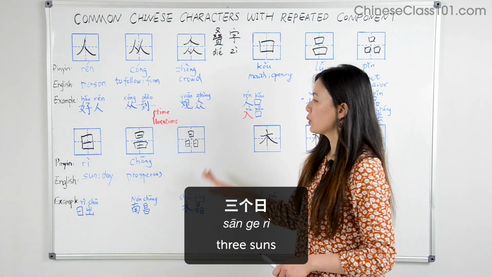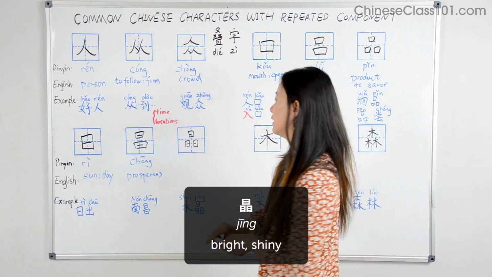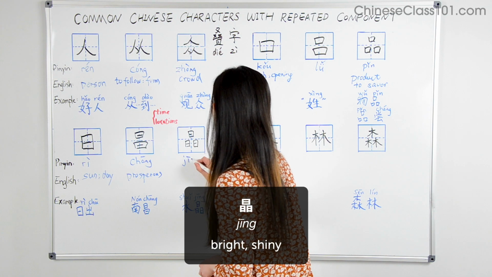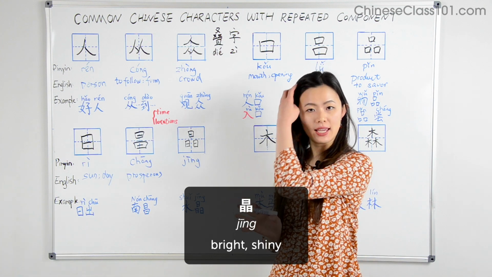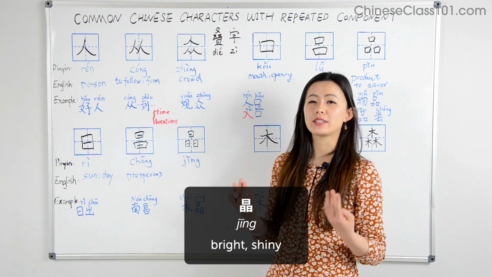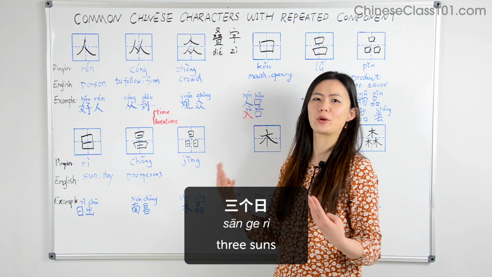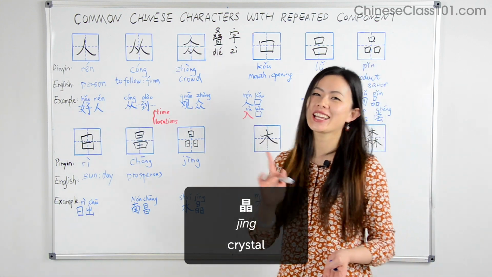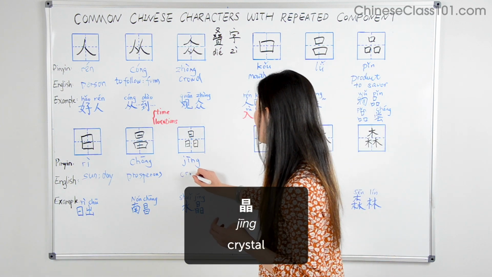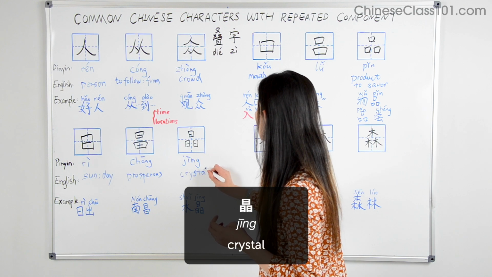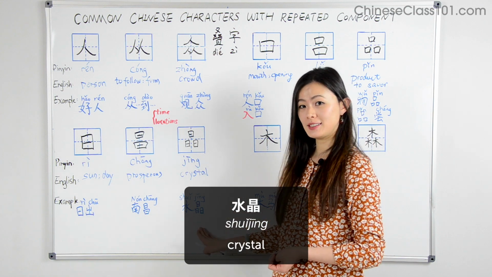Now, moving on to the 3 suns. 3个日 becomes 晶. Jing. Jing can be used as an adjective, meaning bright and shiny, since we have 3个日, 3 suns shining on us. Of course, it's bright and shiny. While 晶 can also be a noun, which means crystal. And this is a more everyday word for crystal, 水晶.